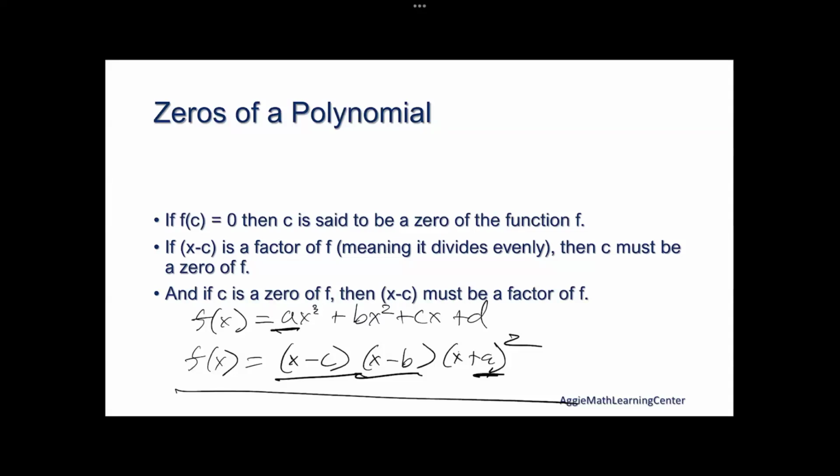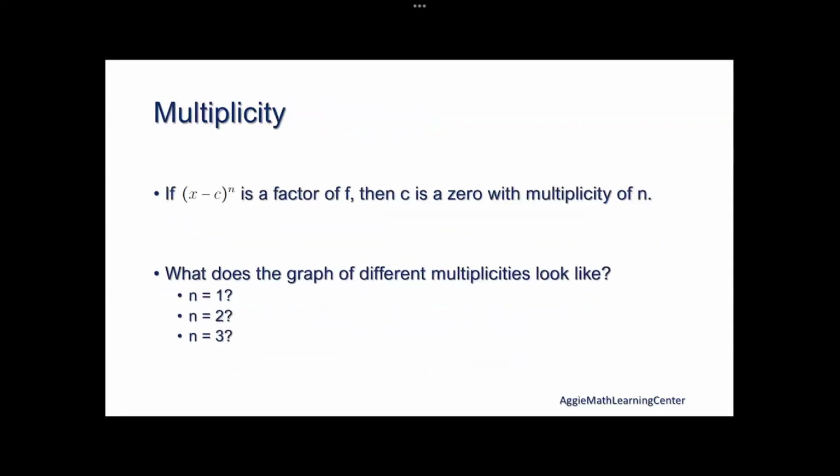But our polynomials can be written in either of those forms. And what this means is that when it's written in its factored form, those values of c, b, and a, those zeros, are factors of our polynomial. Sound good?